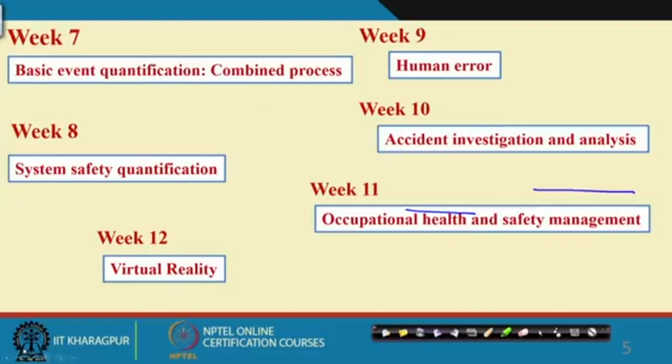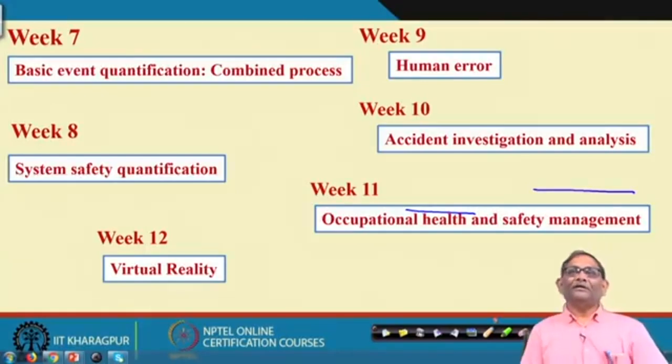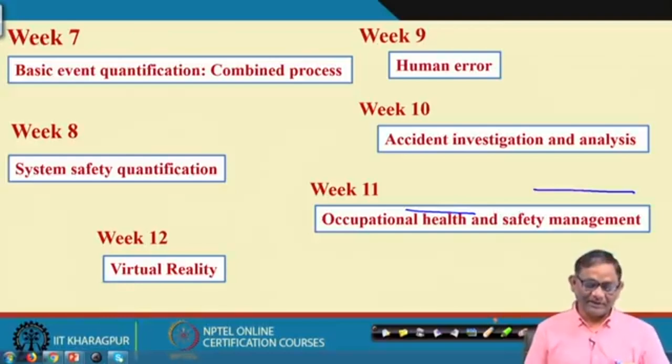So, in week 6 we concentrated more on the non-repairable components, and in week 7 we concentrated on the repairable component part. In the repairable case, once a component fails, it is repaired, and then again it fails, something like a failure-repair process. And there you found out the parameters related to repair rate, repair intensity, all those things.